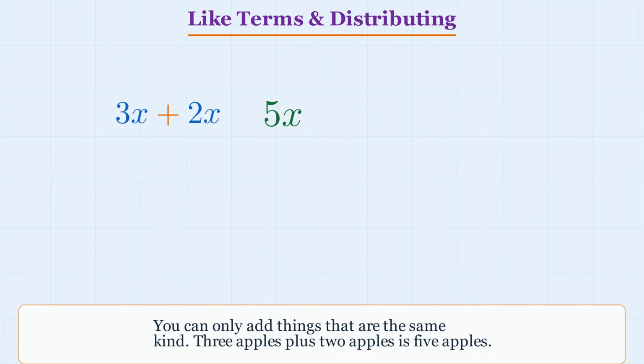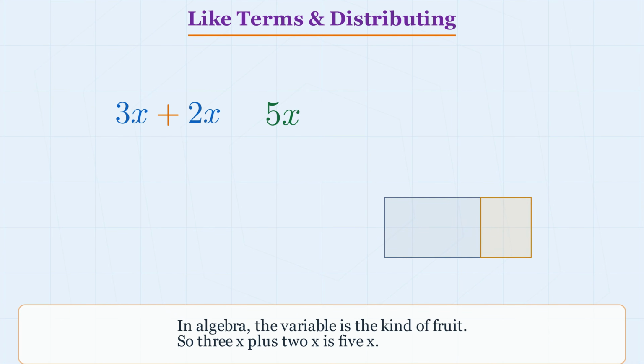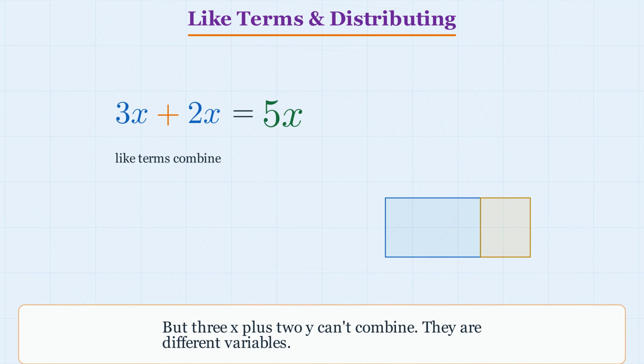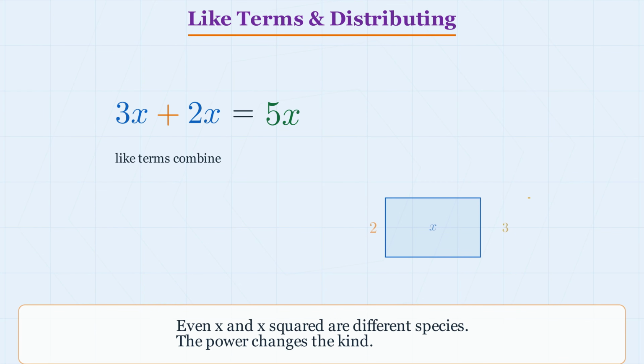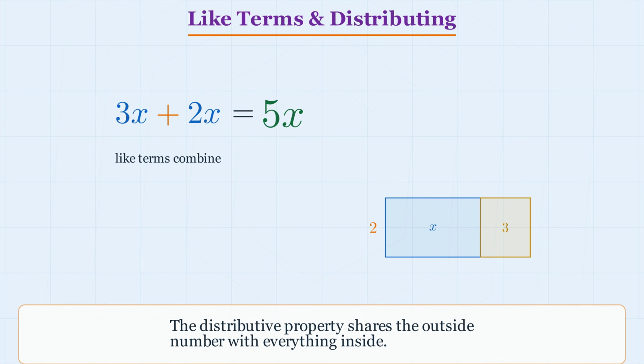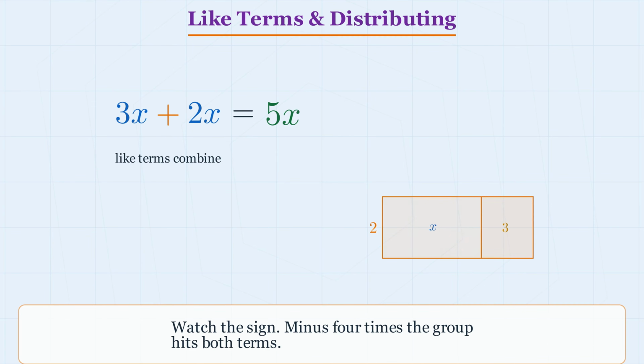You can only add things that are the same kind. 3 apples plus 2 apples is 5 apples. In algebra, the variable is the kind of fruit, so 3x plus 2x is 5x. But 3x plus 2y can't combine, they are different variables. Even x and x squared are different species, the power changes the kind. The distributive property shares the outside number with everything inside. Watch the sign, -4 times the group hits both terms.